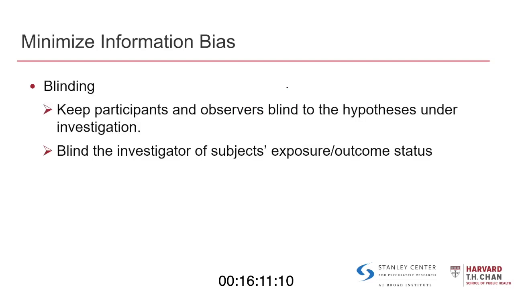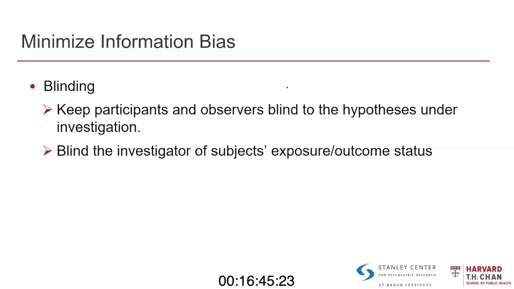Another way that we try to minimize bias is by blinding. Sometimes, keeping participants and observers blind to the hypothesis under investigation makes it easier. So blinding can be encouraged by making the title of the study non-specific. For example, we have a study that looks at the effects of maternal exposure to mood and anxiety disorders in relation to preterm births.